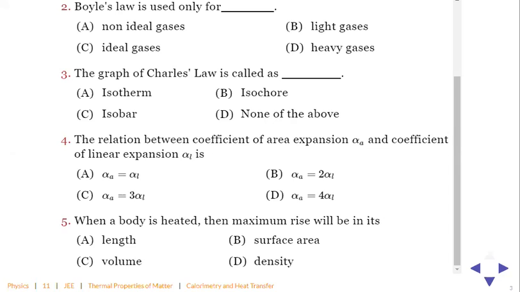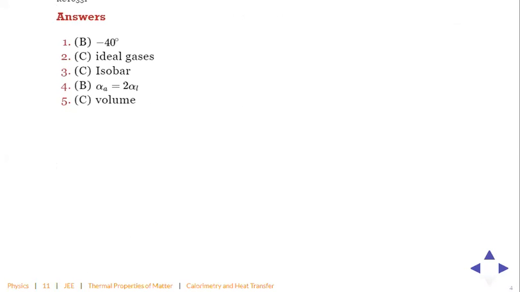Think about the concept that we have studied. Let's see the answers. The first is minus 40, which is correct for most of you. Second is ideal gas, correct for all of you. Third is called isobar. Fourth is B. Fifth is volume, because V is equal to V naught into 1 plus 3 alpha delta T.